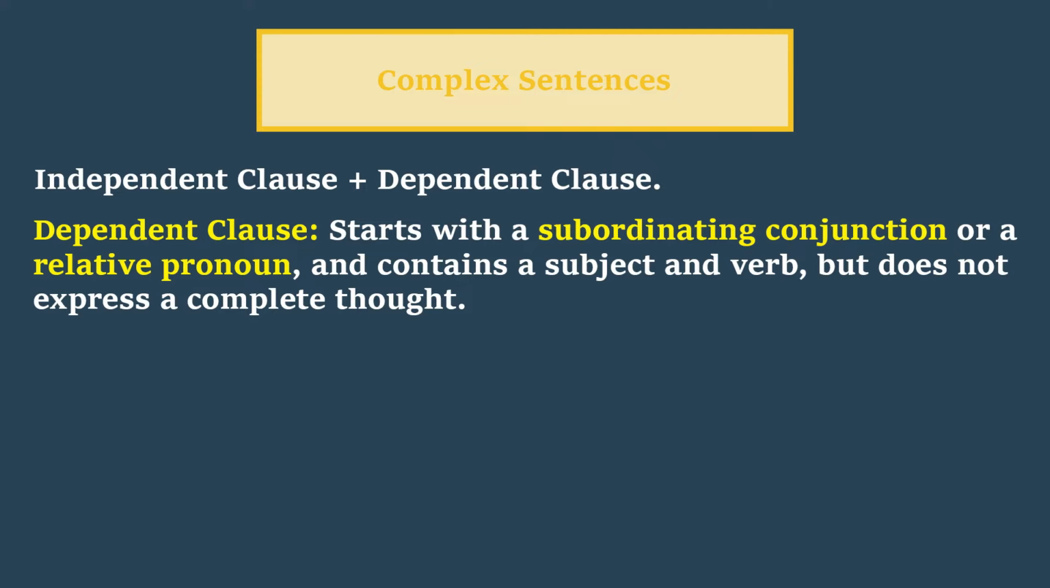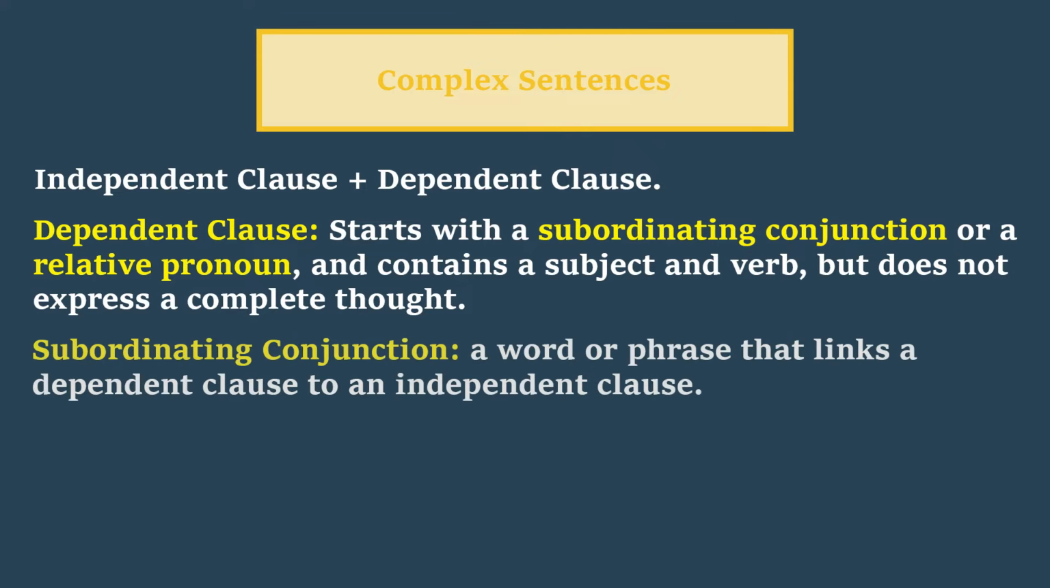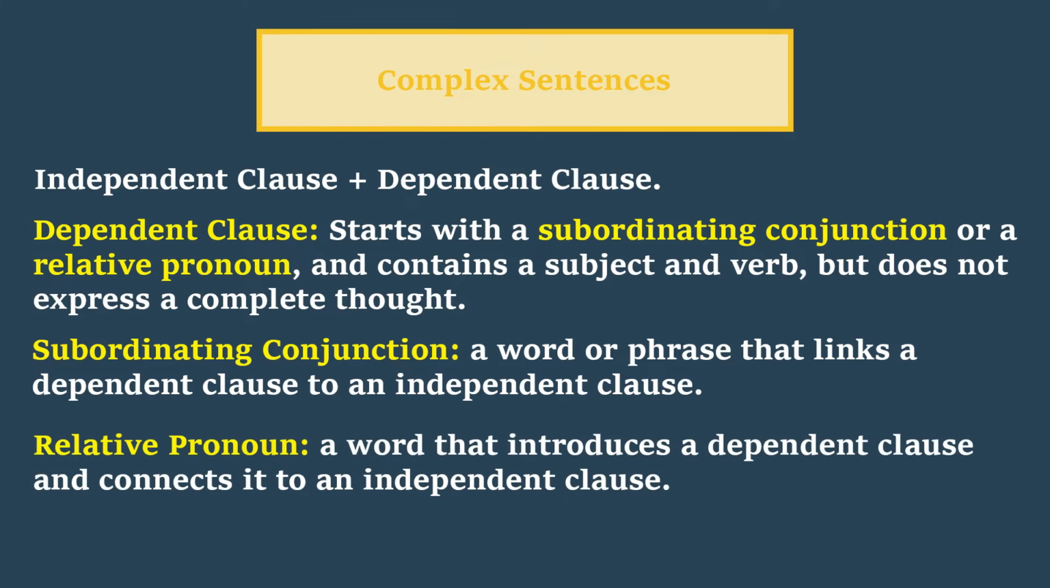Right, again, let's define some words here. A subordinating conjunction is a word or phrase that links a dependent clause to an independent clause. And a relative pronoun is a word that introduces a dependent clause and connects it to an independent clause. Some examples of relative pronouns would be who, whom, whose, which, and that. Those are all relative pronouns that introduce a dependent clause and connect it to an independent clause.